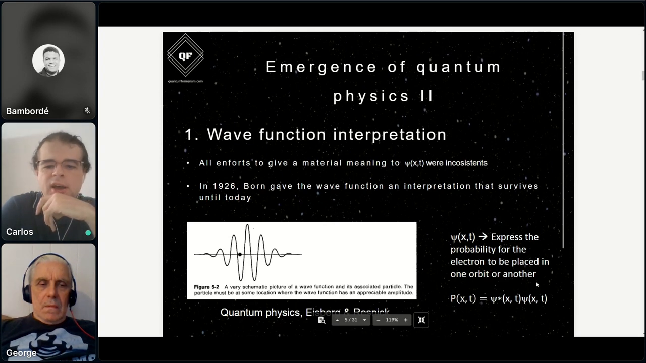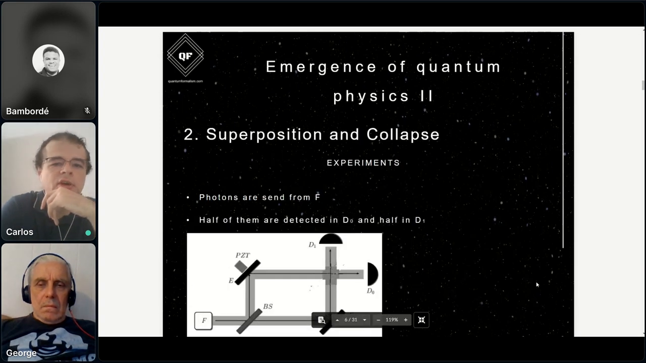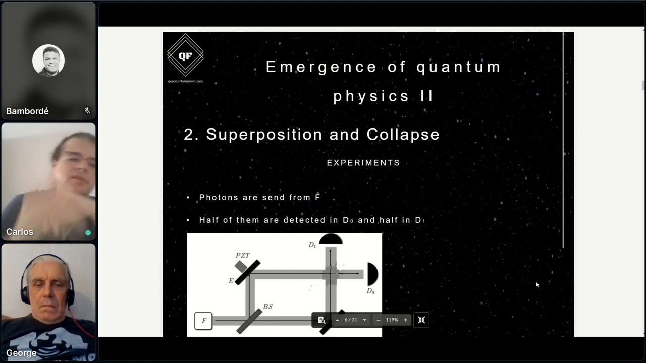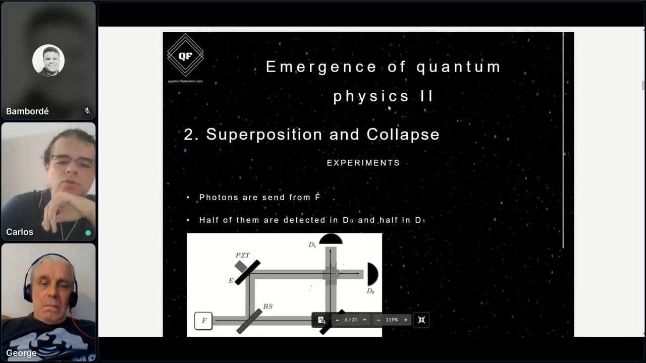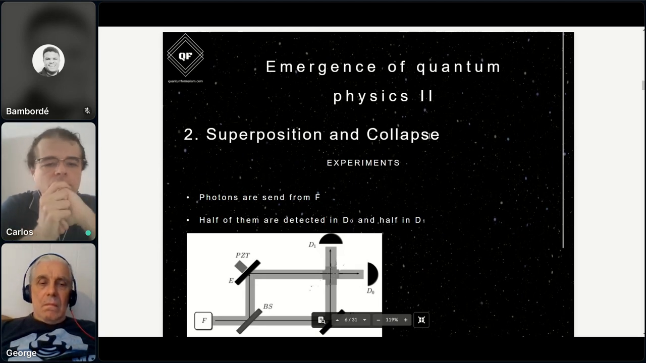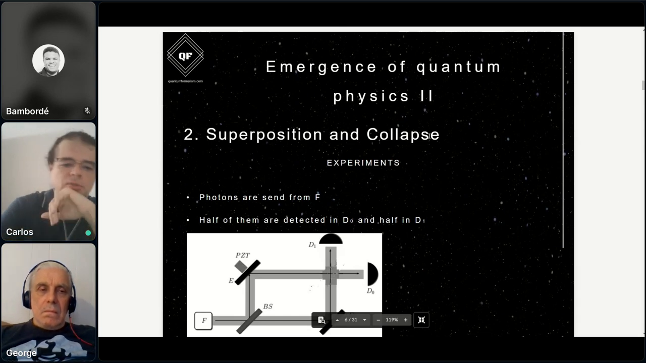But the consequences of this, that's the wave function, is something that we call superposition, and also one of the consequences is the collapse. So let's try to understand a little bit with some possible experiments.